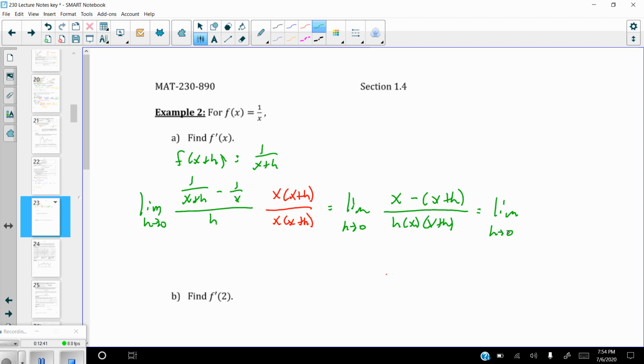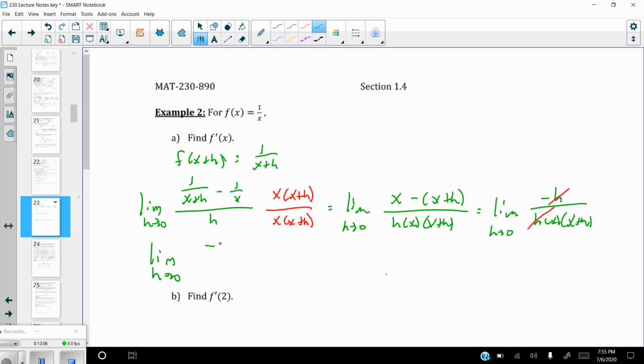The x minus x is going to go away. Don't forget the minus gets distributed to the h as well on top. So you're going to have minus h over h times x plus h. The h's now can divide away, and that's what we needed to be able to do. So then I've got to write this one more time. Limit as h approaches 0.